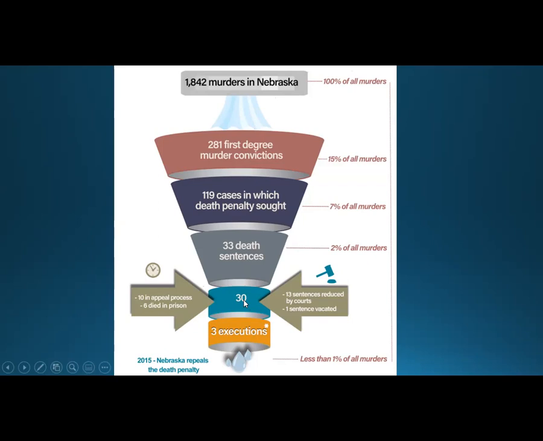So then you come down here, you've got 30 on death row, 10 in appeal process or lingering, 6 died in prison waiting, 13 sentences reduced by the court, and 1 sentence actually vacated. So you're down to 3 executions. So you've got all that money, time spent, all those attorneys paid for, and all this. And we'll look at some case studies, and it's still a personal thing whether you decide that we should or should not have the death penalty.